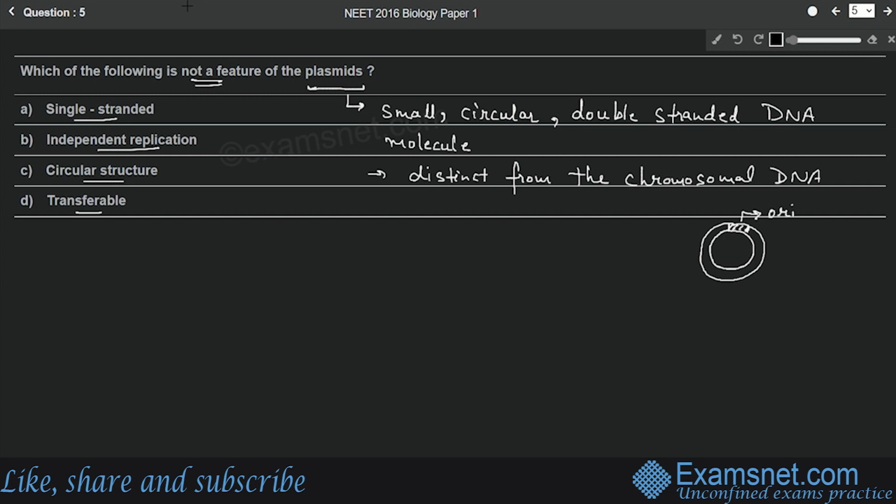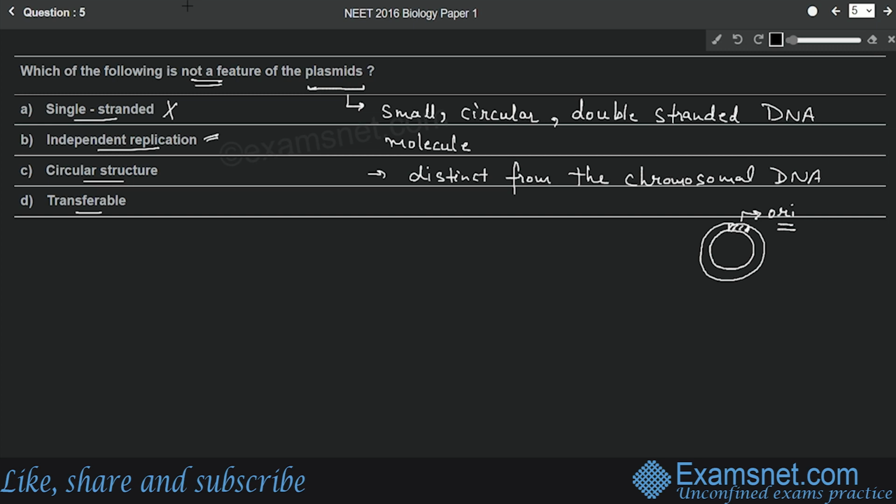Now let's come to the options. First one is that they are single stranded. So the first option only is the incorrect one because we have seen that plasmids are double stranded, not single stranded. Second one is independent replication. Yes, this is a correct option because they have this origin of replication. So with the help of this origin of replication, they can replicate independently of the host bacterial chromosome. Therefore independent replication is a feature of plasmids.